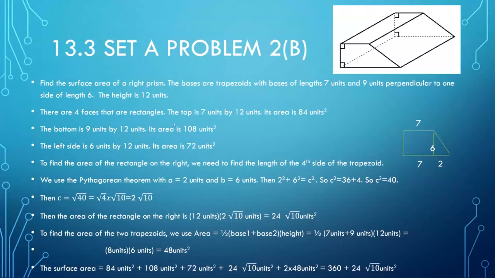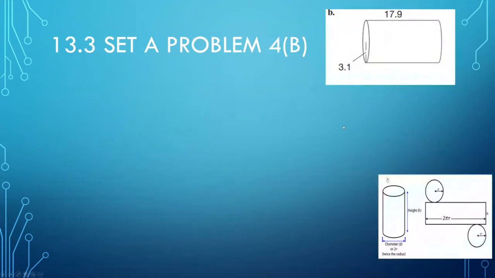All right, so we're recording again. We just finished up problem number 2, part B. And now we're going to look at problem number 4. For this one, we're going to find the surface area of a cylinder.